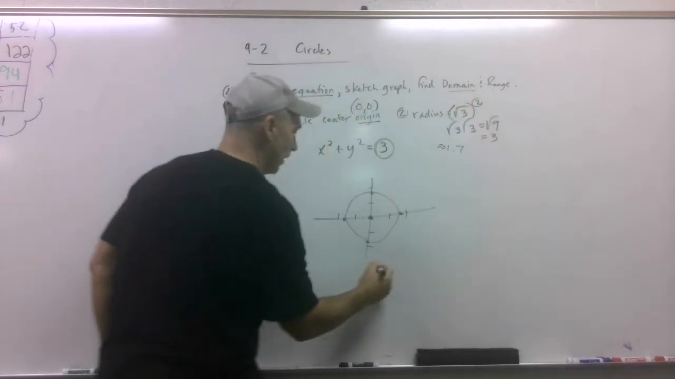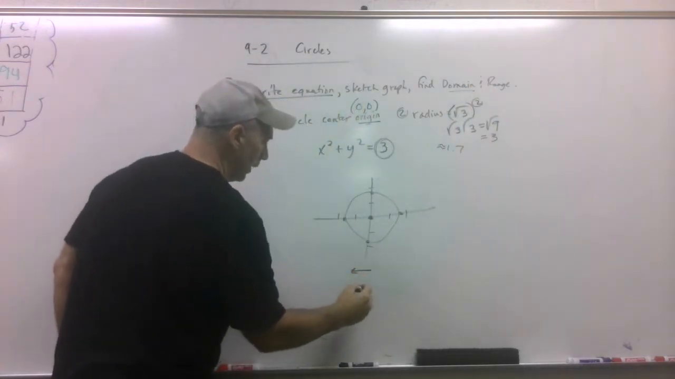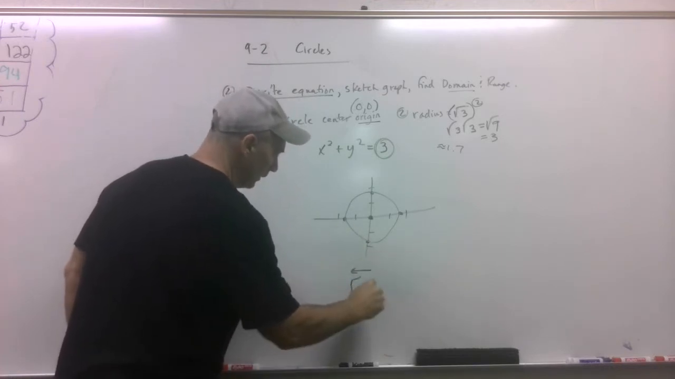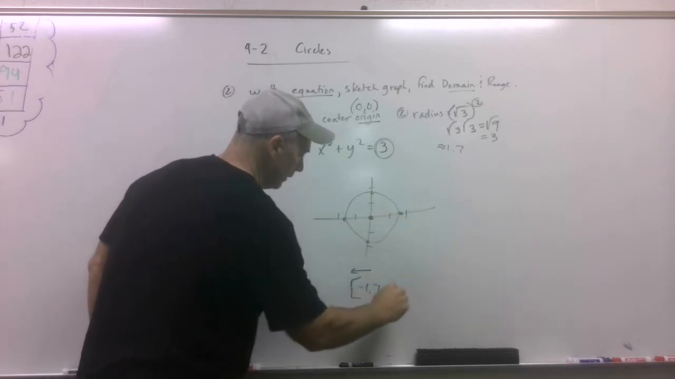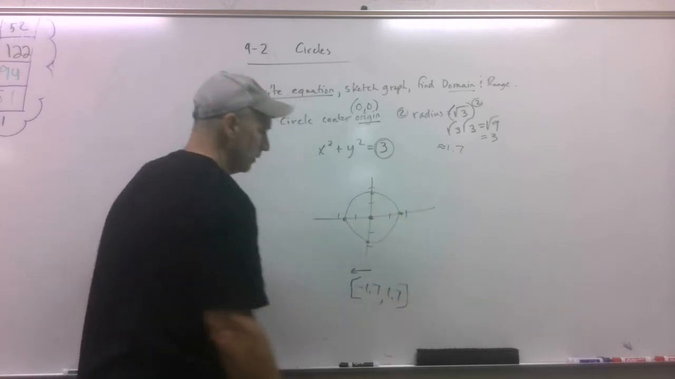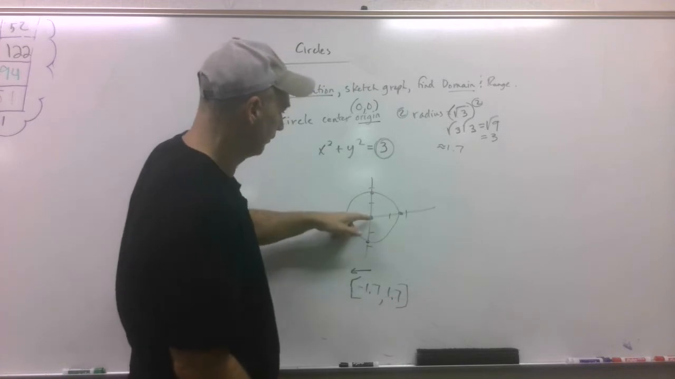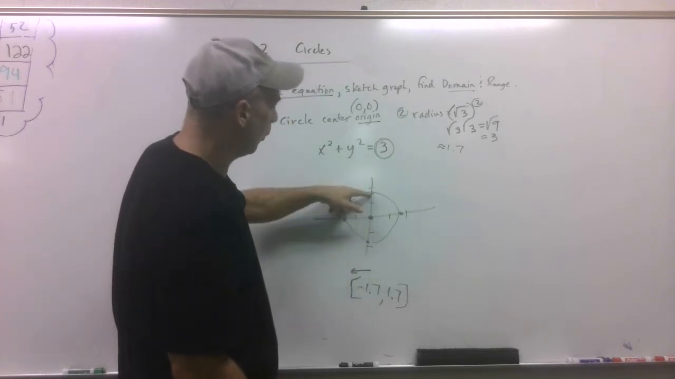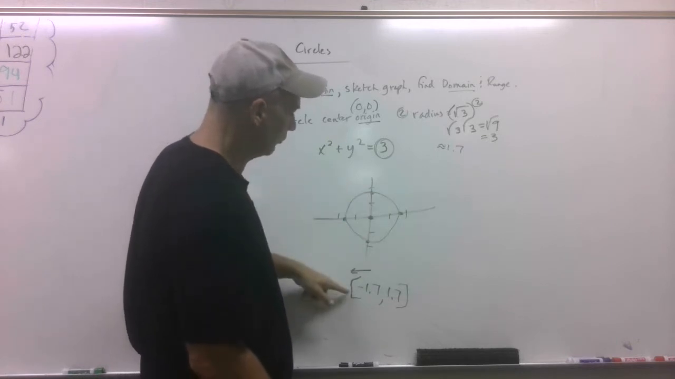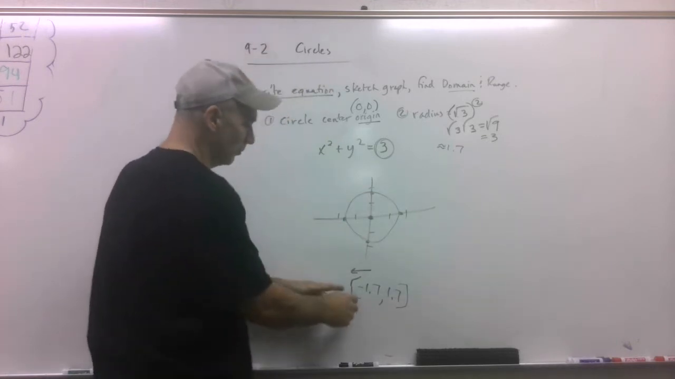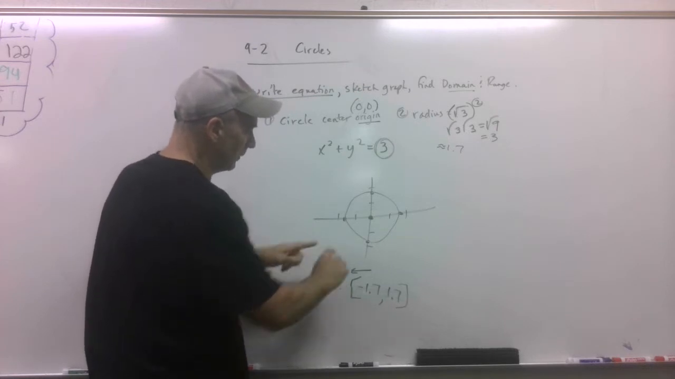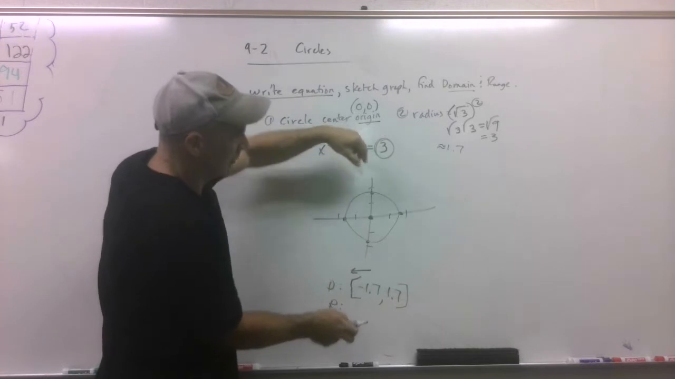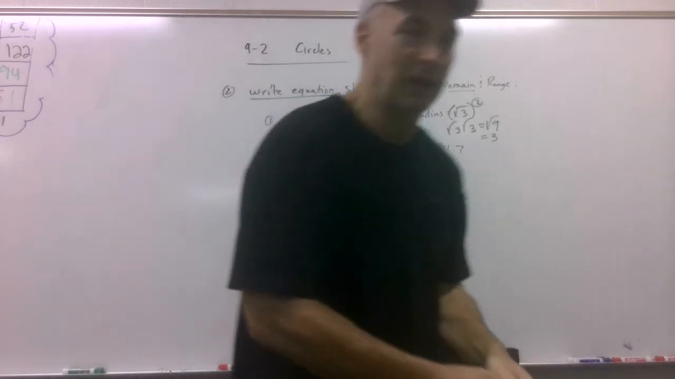Domain. All right. How far left does it go? Well, it gets to 1.7. So I'm going to write it like this. Negative 1.7. How far to the right? 1.7. Well, how about the range? Well, it's also negative 1.7 bracket, up 1.7 bracket. So domain and range are the same. But remember, if you write this for the domain, it's talking about the x's. If you write it for the range, it's talking about the y's. But because it's a circle, they're the same.